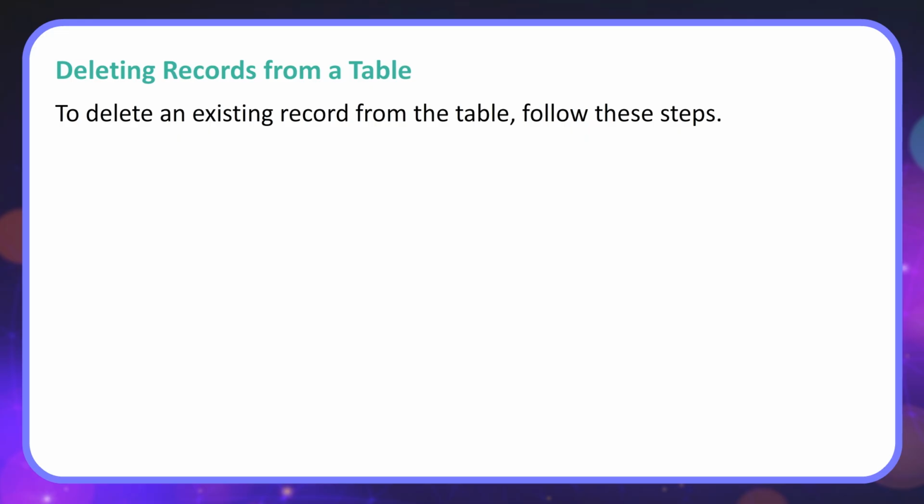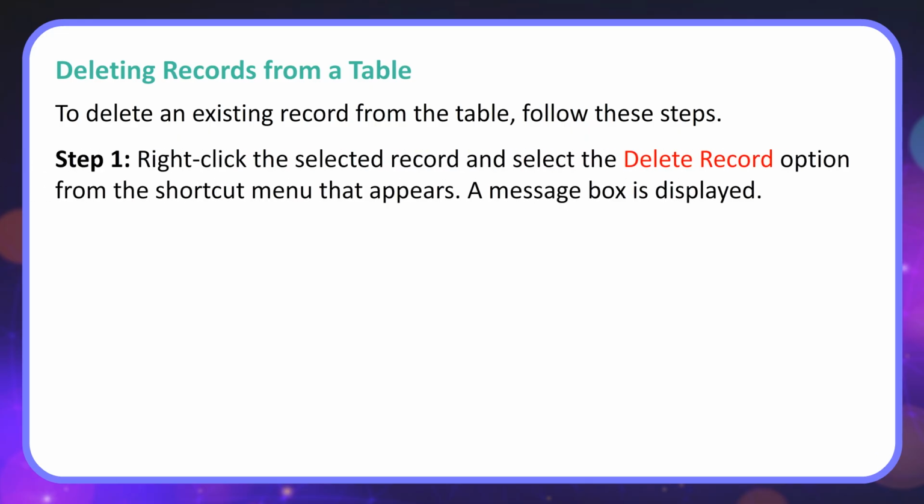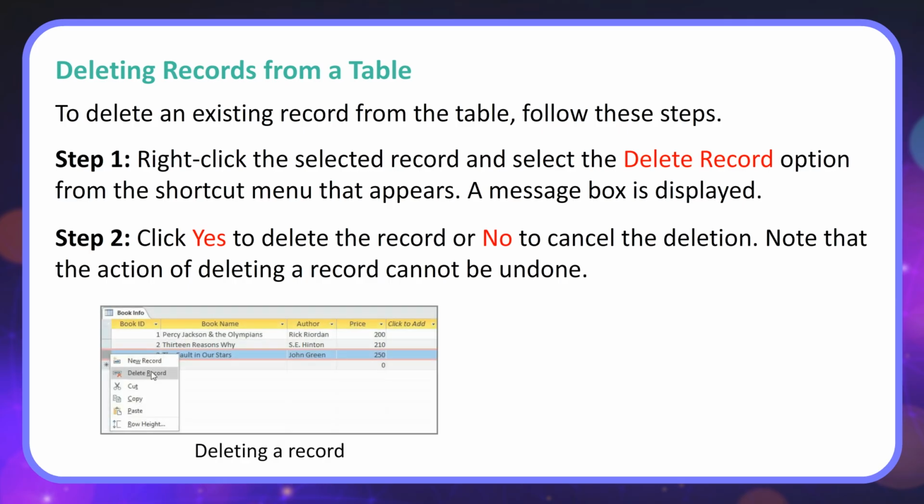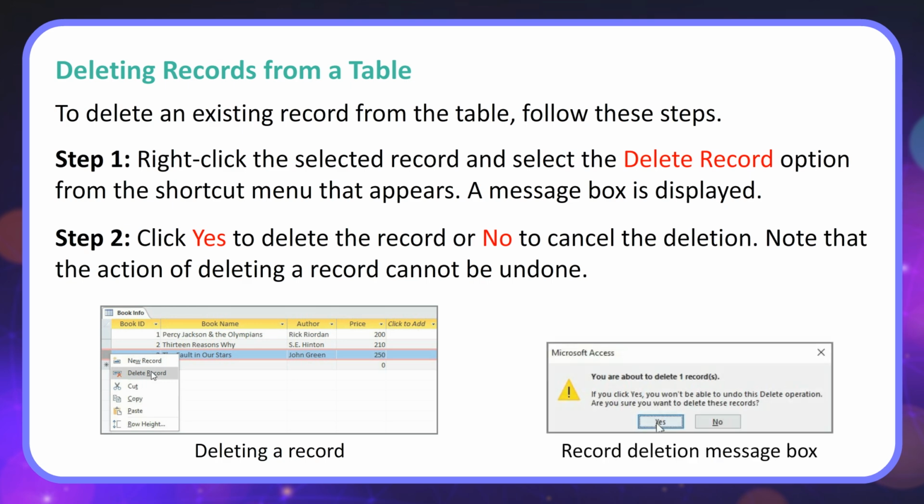To delete an existing record from the table, follow these steps. Step 1. Right-click the selected record and select the Delete Record option from the shortcut menu that appears. A message box is displayed. Step 2. Click Yes to delete the record or No to cancel the deletion. Note that the action of deleting a record cannot be undone. Deleting a record. Record deletion message.